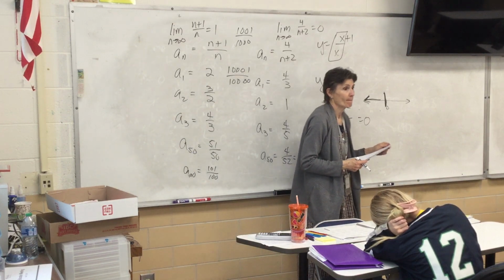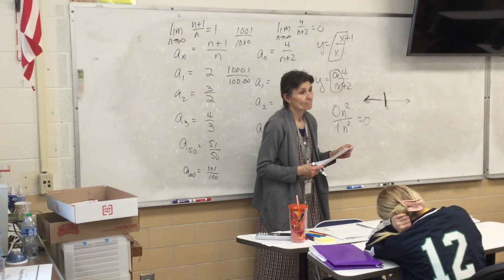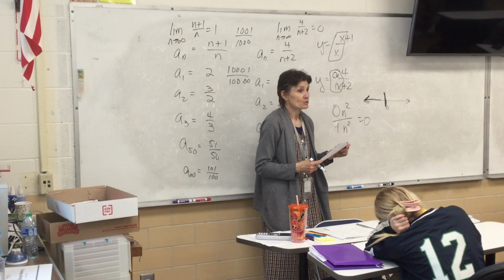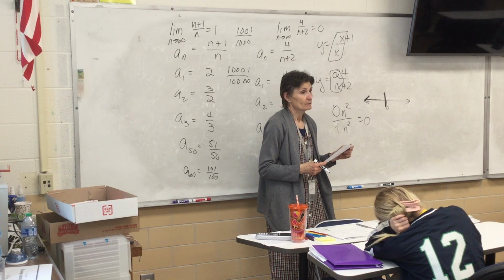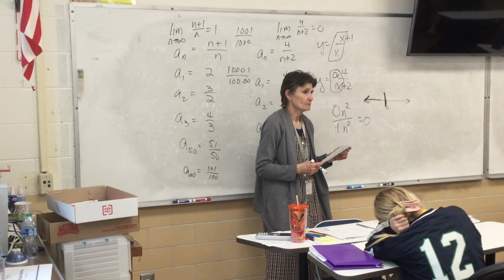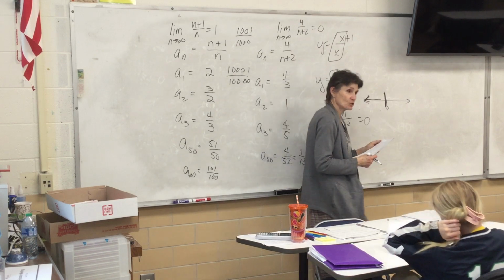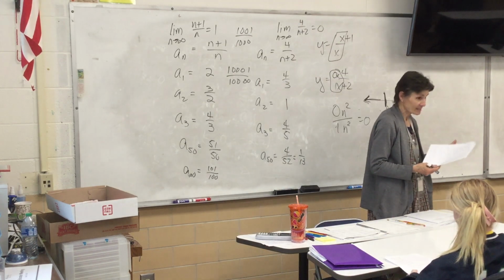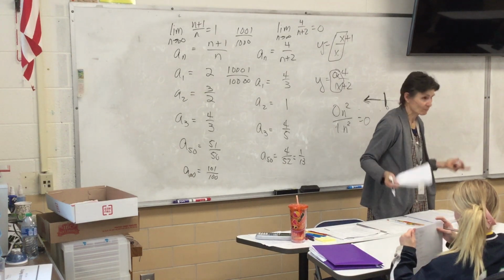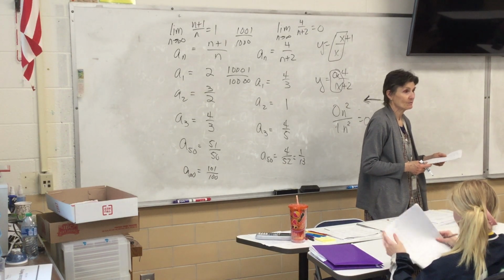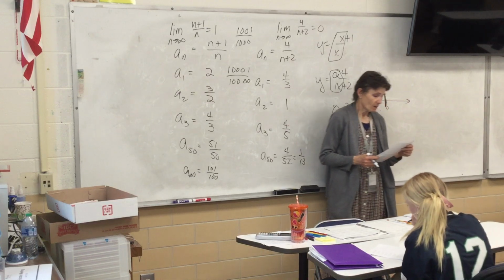Yep, Donovan? Why can't B be negative? You can't raise 2 to a power and make it negative, right? 2 to a power means 2 times itself, and since it's positive, that answer will never be negative. Does that make sense to you? All right. G. What about G?